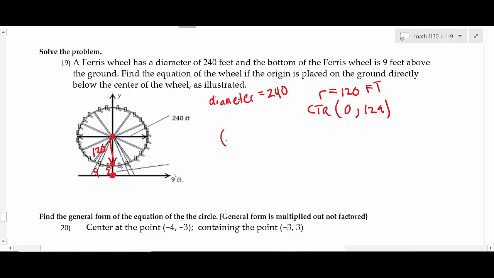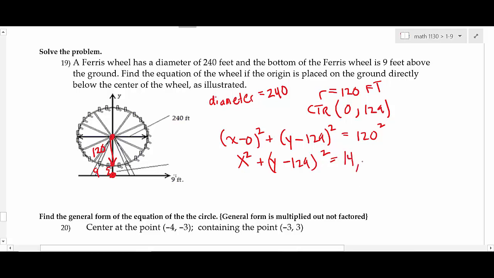So then the answer would be x minus 0 squared plus y minus 129 squared is equal to the square of the radius. So that would give x squared plus y minus 129 squared. Okay, and then we're going to do 120 squared. So that will be 14,400 like that. So that's the idea. Okay, just a little different situation. Okay, so I'm going to do one more thing, probably something like this. We've pretty well done about everything we need to do.